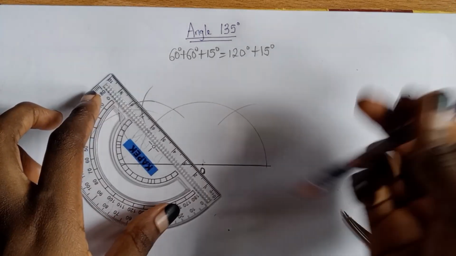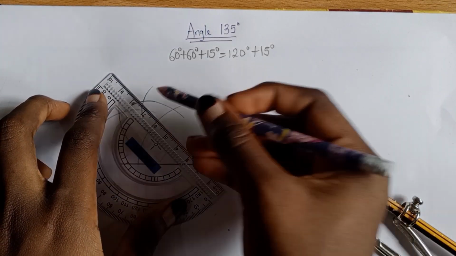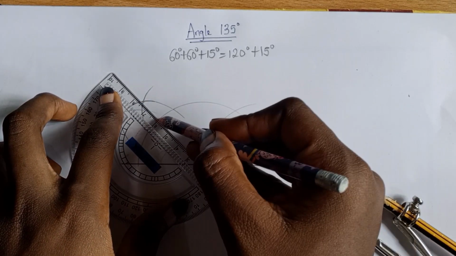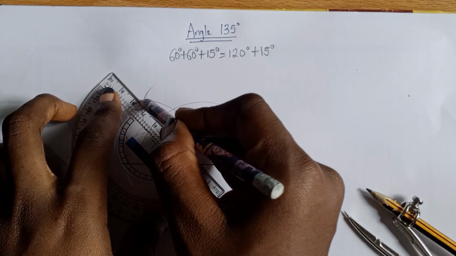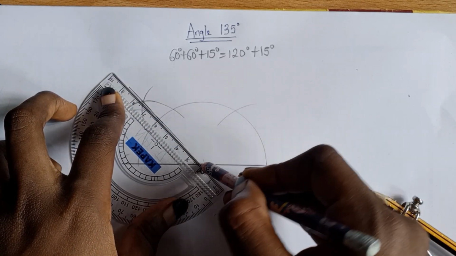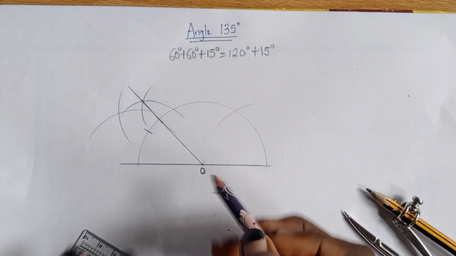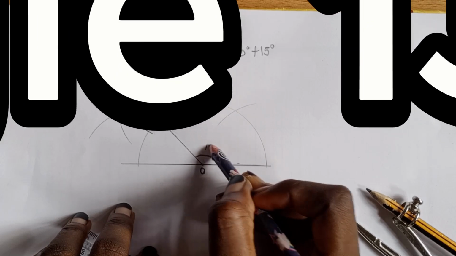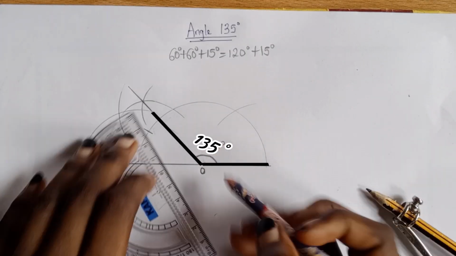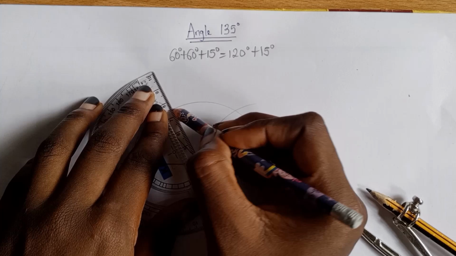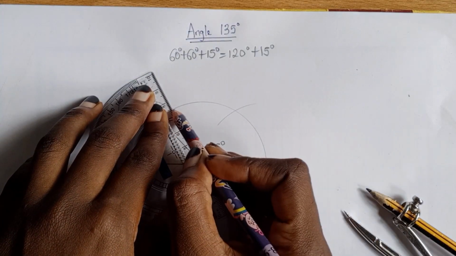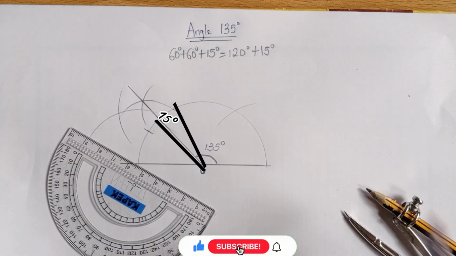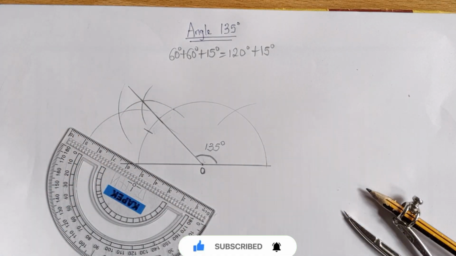Now I'm going to be joining this place where the 2 arcs met and this place. Going to make a mark there, then join it with the points. So we have from here to here as our angle 135 degrees. Remember, from here to here was our angle 120 degrees, and from here to here is our angle 15 degrees. That's how I added both of them together to give us angle 135 degrees.